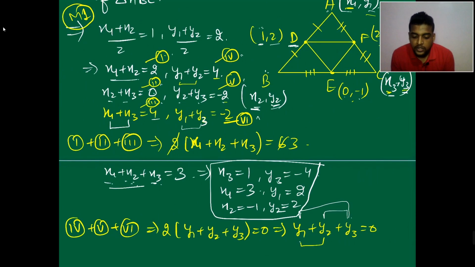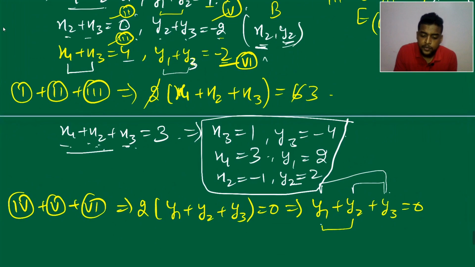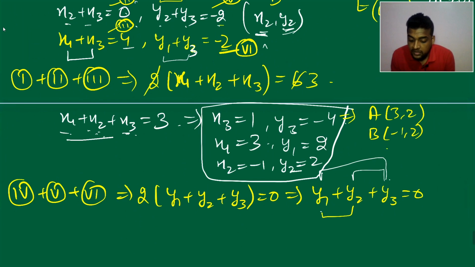Got it or not? So I think this is clear, right? If you want to write it in a good manner, point A is x1 comma y1, so point A is nothing but 3 comma 2. B is x2 comma y2, so B is nothing but -1 comma 2. C is x3 comma y3, so 1 comma -4. So this is how we got all points. Any problem? No. So this is method 1 only.